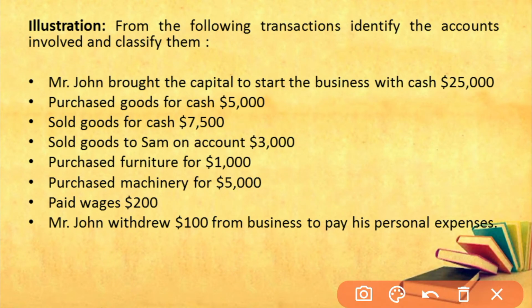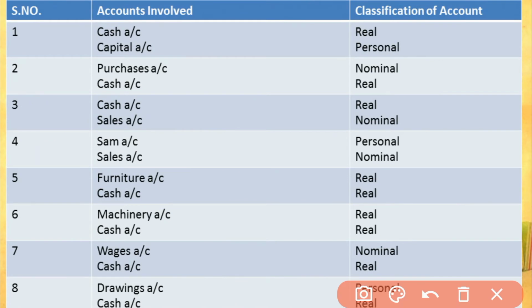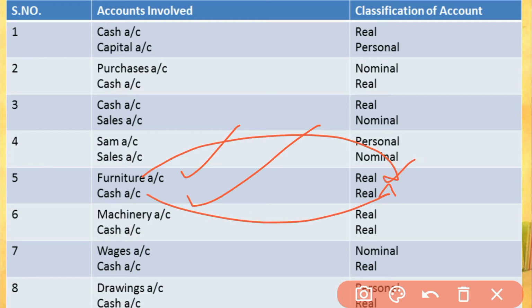Next, purchased furniture for $1,000. Two accounts which are involved are furniture and cash, because nothing is given, so hence we assume it is purchased in cash. Let's see, two accounts involved are furniture and cash. What is furniture? It's an asset, real account. What is cash? Current asset, hence it is a real account.